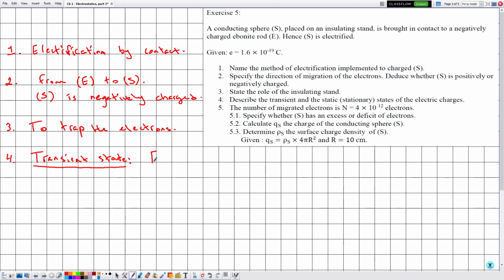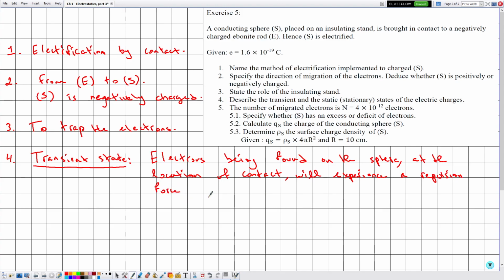So let me say exactly that electrons being found on the sphere at the location of contact will experience a repulsion force and a redistribution of charge will occur.